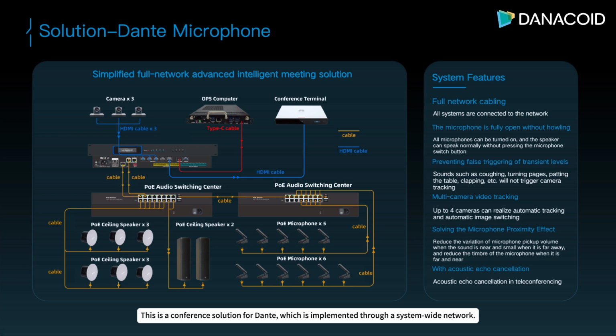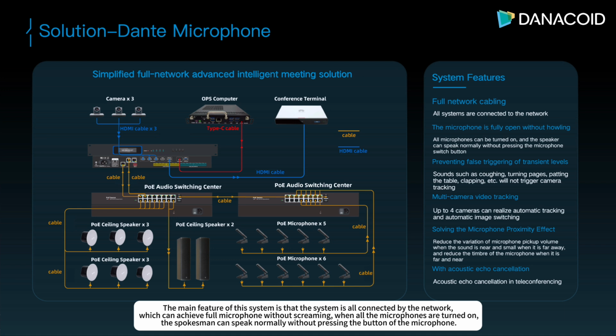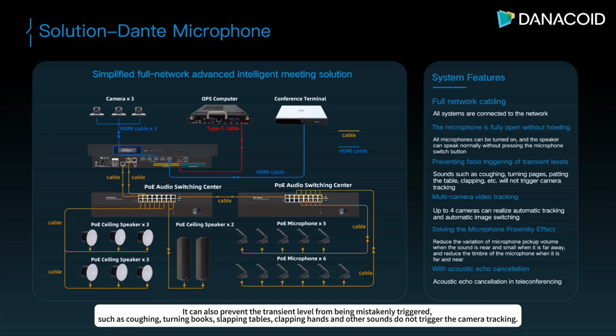This is a conference solution for Dante, which is implemented through a system-wide network. The main feature of this system is that it is all connected by the network, which can achieve full microphone opening without screaming. When all the microphones are turned on, the spokesperson can speak normally without pressing the button of the microphone. It can also prevent the transient level from being mistakenly triggered, such as coughing, turning books, slapping tables, clapping hands and other sounds, which do not trigger the camera tracking. 4 cameras can be used to track, and the picture will be automatically switched.